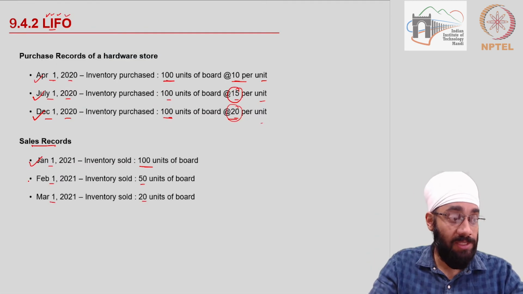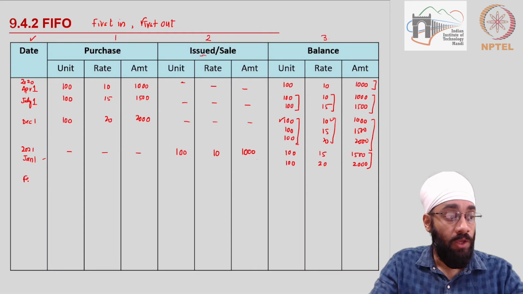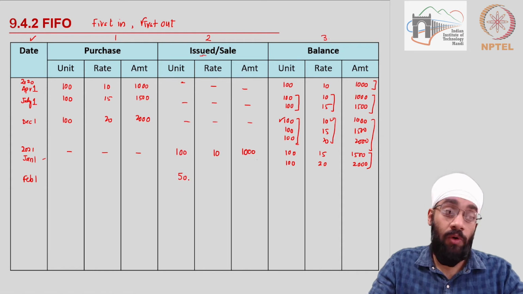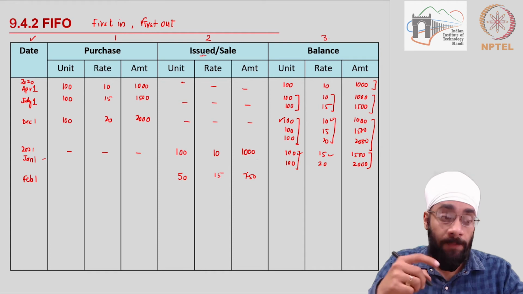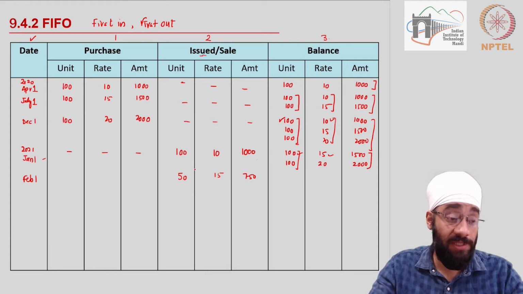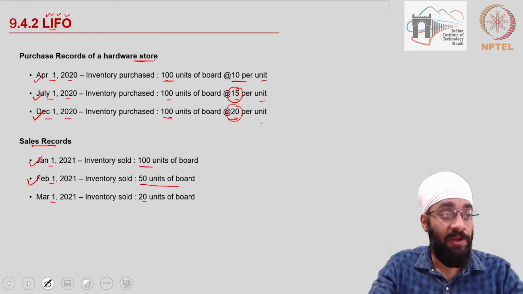Let's look at the next transaction, which is on Feb 1st, 50 units being sold. So Feb 1st, another 50 units being sold. Now, which of these 2 lots is being sold? Well, the ones which came in first. So we are going to assume these units are sold and the price is 15. So 750 rupees worth of goods have been sold, boards in this case, wooden boards, because we are dealing with a specific hardware store here.